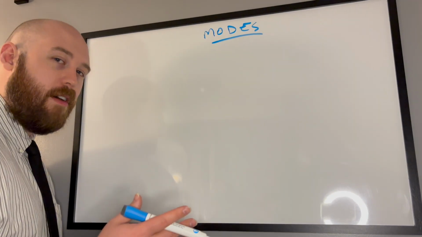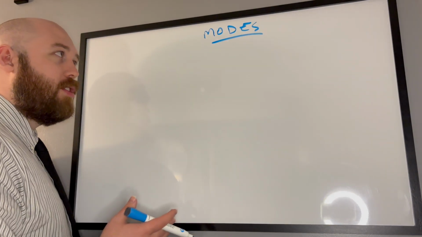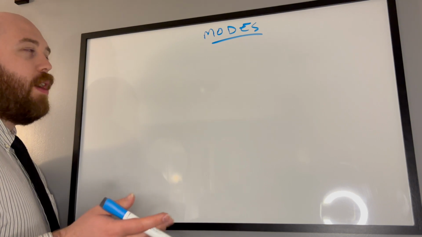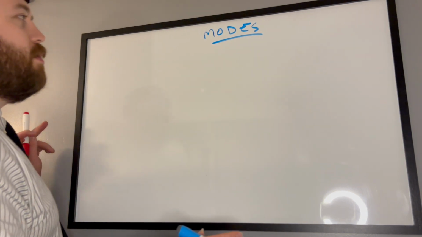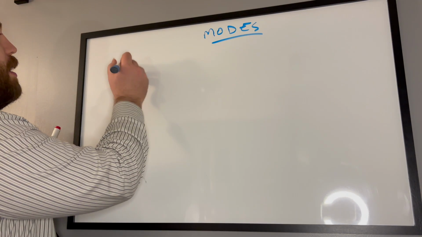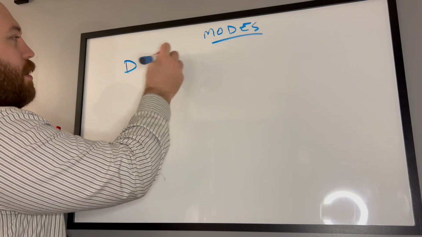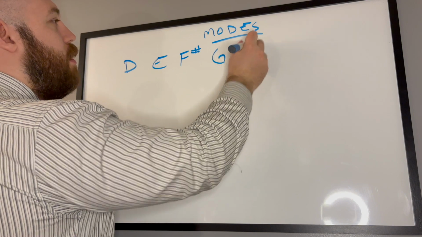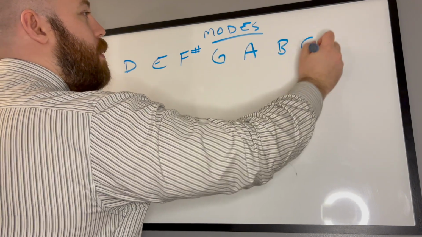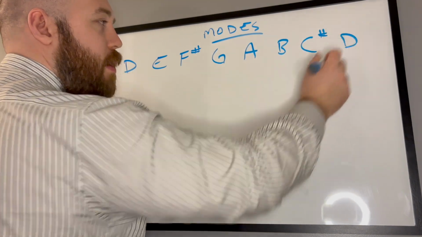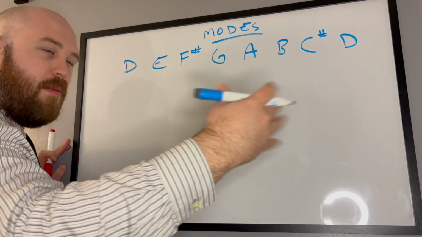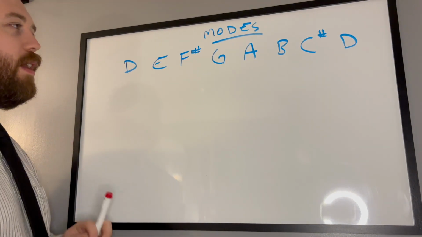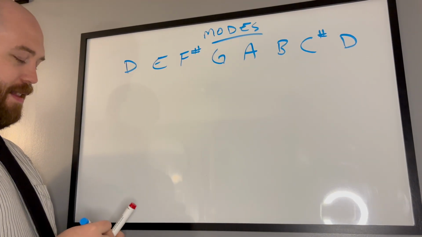So to start off, I'm just going to put down a major scale here. We always use C, so let's do something else. Let's do like D. D major: D, E, F sharp, G, A, B, C sharp, and then we're back to D. And then it repeats and repeats and repeats until infinity. And that's the major scale.